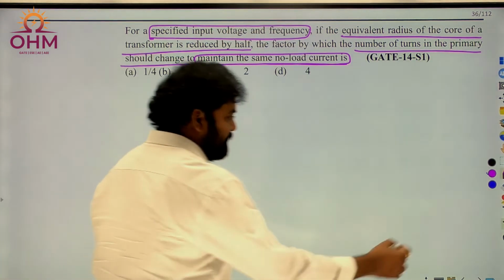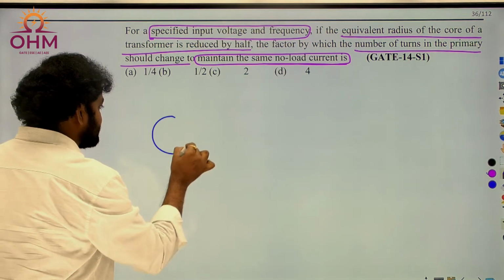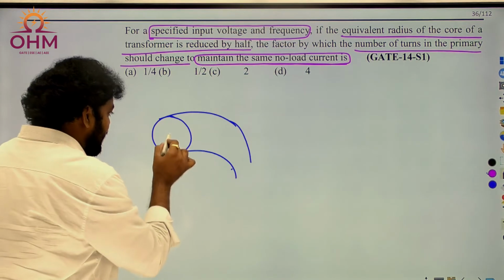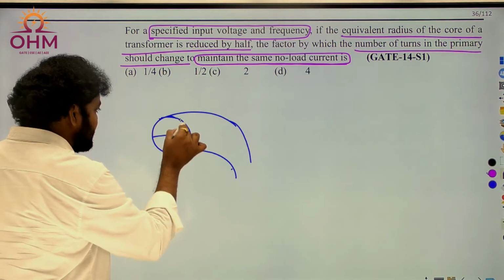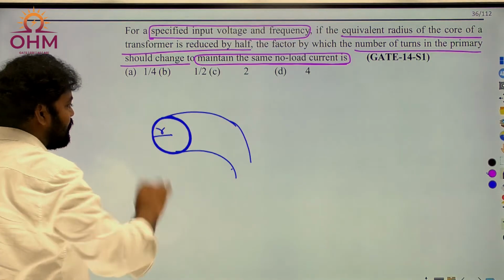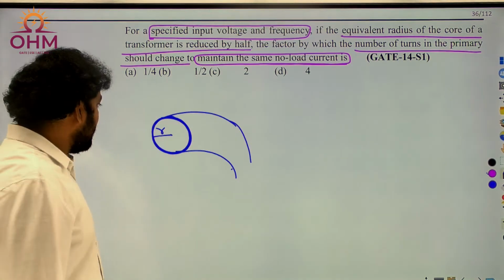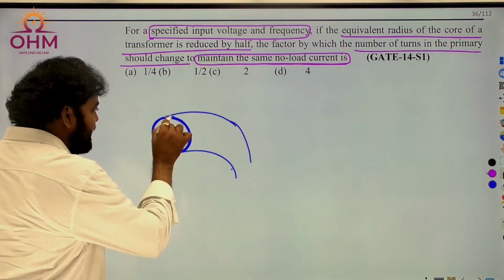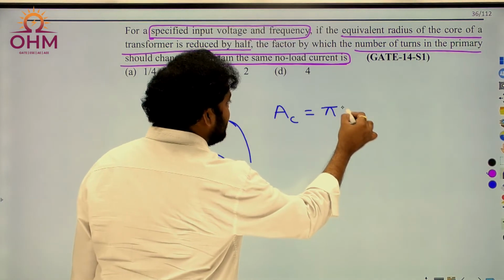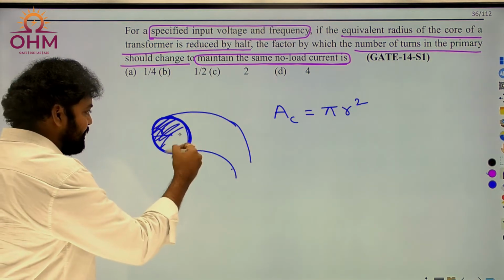Now assume we have a magnetic core with a circular cross section. Imagine this is how the core looks. This is what we call the cross sectional area of the core, and as it is like a circle, imagine the radius is equal to r. As they mentioned radius, that's why I am taking a circular cross section. What will be the area of cross section of this core? Area of cross section is equal to pi r square, because it is like a circle.